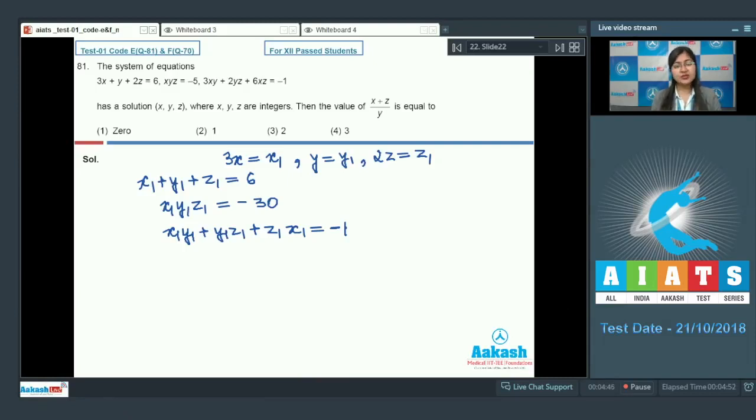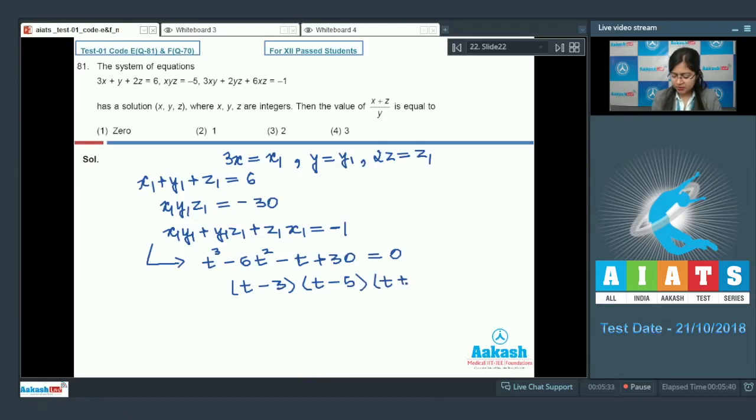So from here we can say that x1 y1 z1 are the roots of the equation t cube minus 6t square minus t plus 30 equal to 0. So here we can say that x1 y1 z1 are the roots of this equation, right? Now making the roots of this equation, we can write it equal to t minus 3 into t minus 5 into t plus 2 equal to 0, right?